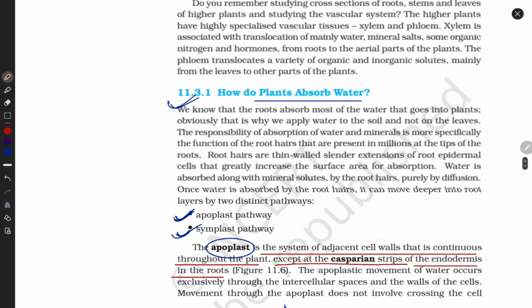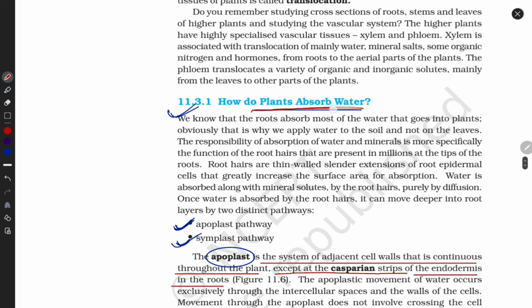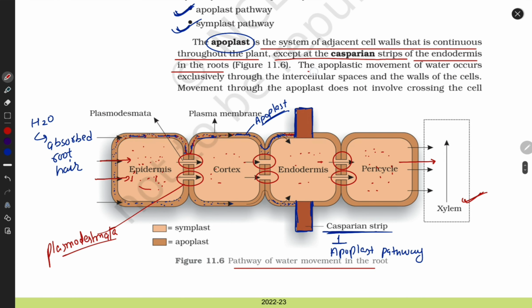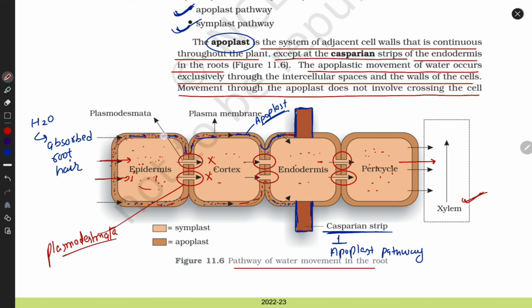How do plants absorb water? The root absorbs water. The apoplastic movement of water occurs exclusively through the intercellular spaces and the walls of the cells. These are the intercellular spaces, guys, and the walls of the cells. Movement through the apoplast does not involve crossing the cell. They do not cross the cell. They enter in the intercellular space.